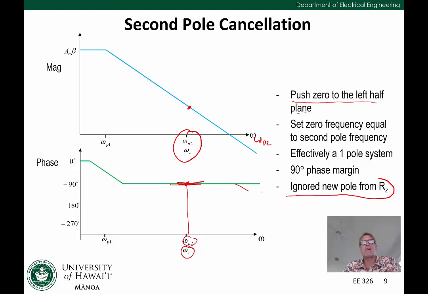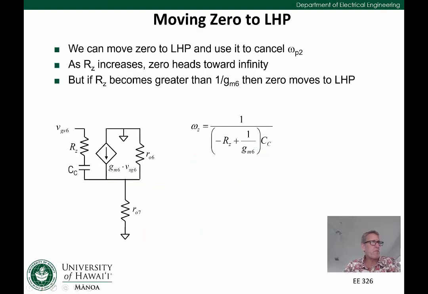So this can be an effective way to create a robust phase margin by pushing the zero all the way to the left half plane. All right, so how would we figure out what value we'd need? We talked earlier about omega z as equal to this value from our earlier derivation. If we want to cancel the second pole, we want this zero frequency not to be infinity anymore, where 1 over gm6 is equal to rz.